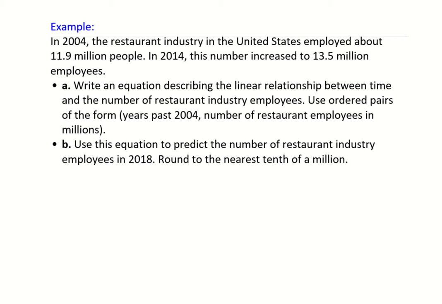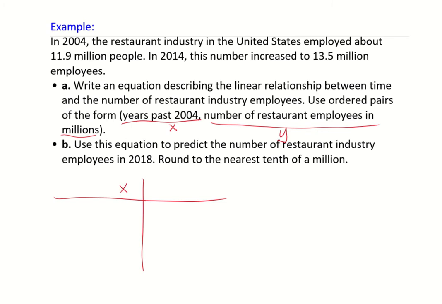Okay, use the ordered pairs of the form year past 2004, that will be our X, right? Number of restaurant employees in millions, that will be our Y value. Let me make a chart real quick before anything. So X will be year past 2004, and the Y will be number of employees. Of course, in million, right? In million.